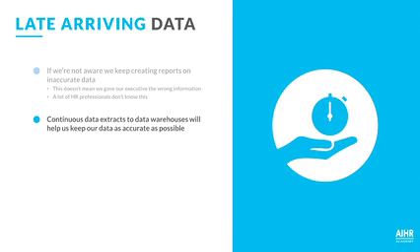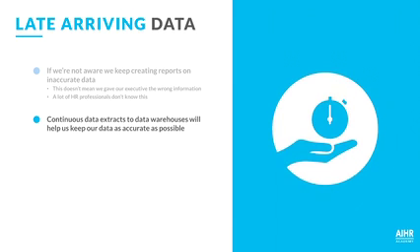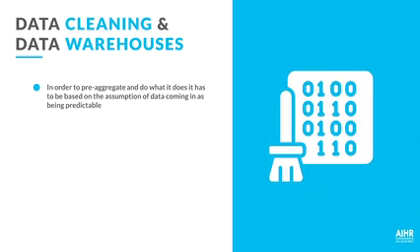Another benefit of data warehousing is that it puts a premium on clean data. In order to pre-aggregate and do what it does, it has to be based on the assumption that the data that's coming in is predictable. A lot of the extract, transform, and load processes, ETL, will get the data into the warehouse in the shape that it needs to be in. This is, in principle, part of the data cleaning process. Only clean and expected values come into the data warehouse to be worked with. If it isn't clean, then the cubes can't construct themselves properly.